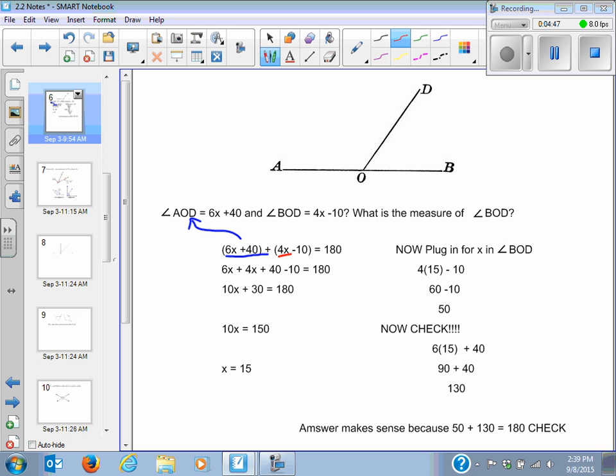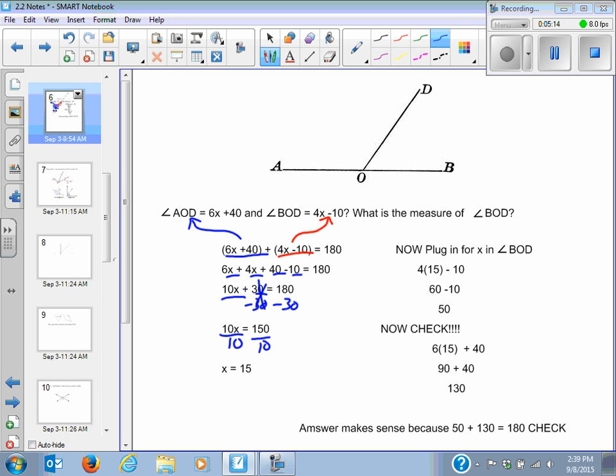This is the second angle plugged in, and they are adding up to 180 degrees. I did the math for it, and combine like terms. 6x plus 4x is going to be the 10x. 40 minus 10 is going to be that 30 that's right there. I'm going to subtract 30 from both sides. I get 150, divide by 10, divide by 10, x equals 15.